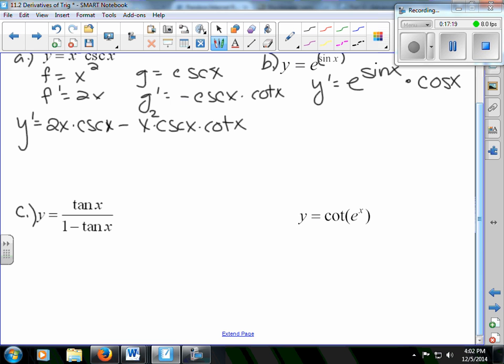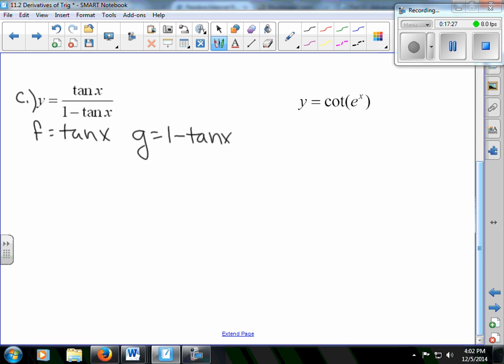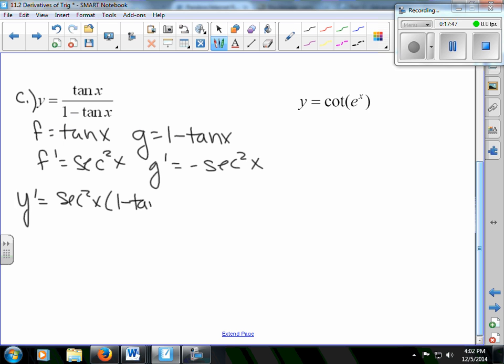Okay, now let's do C. In C, we have a quotient. So I'm going to use the quotient rule. f will be tangent of x. g will be 1 minus tangent of x. So the derivative of tangent is secant squared. And here my g prime is going to be 0 minus the derivative of tangent, so negative secant squared. And now I'm going to use the quotient rule, f prime g minus f g prime, but I'm going to minus a negative here, so that's just tangent secant squared, all divided by the denominator squared.